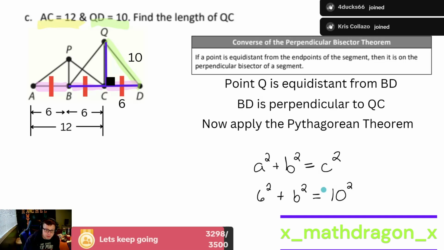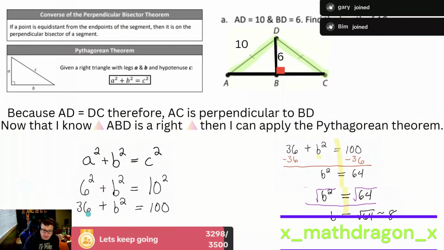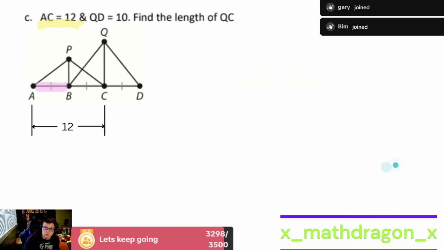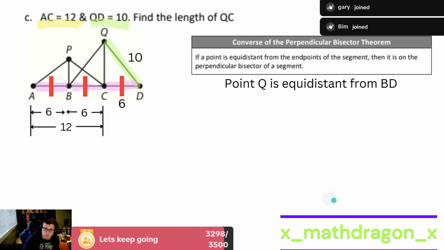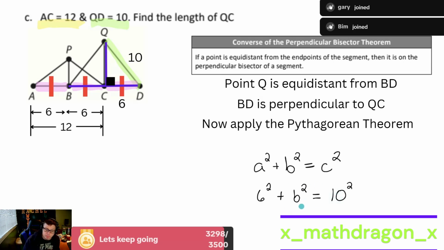Now, I know this is where this slide ends, but I want you to think about it. What did we have here? 6 squared plus b squared equals 10 squared. Make sure you can go through this and solve it yourself without my help. But if you do need it, just refer back to the previous slide.